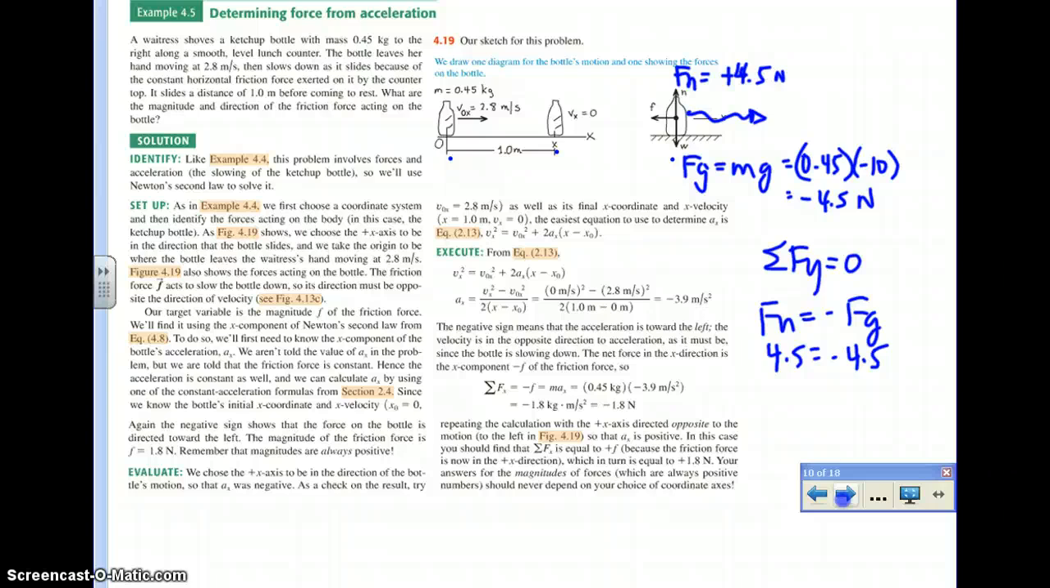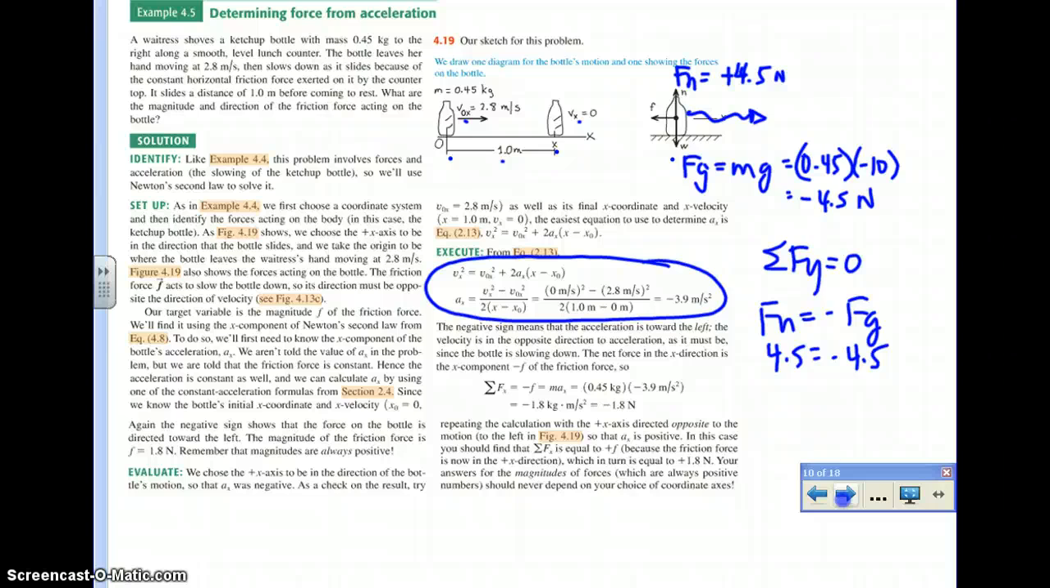Now we can go back and use a basic kinematic equation. We know the initial velocity, we know the final velocity, and we know the displacement. We don't know anything about time, which means we could use the no-time equation to figure out the acceleration. That's what they do right here. They say that the acceleration has got to be -3.9 meters per second squared.